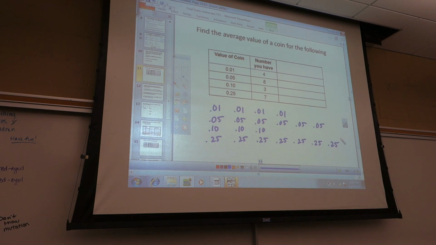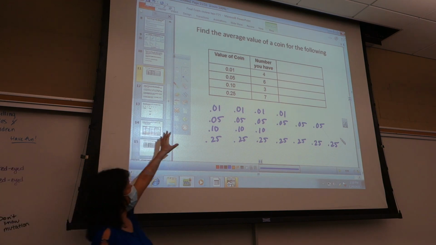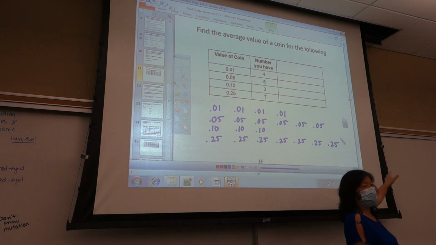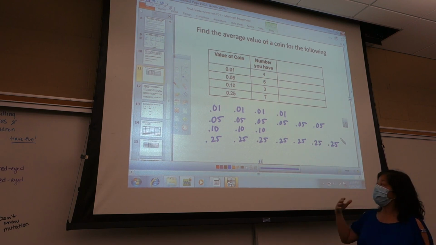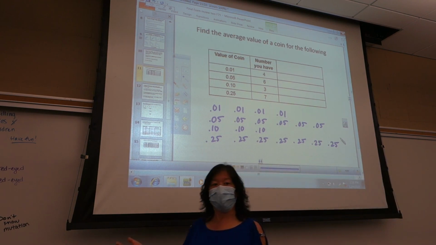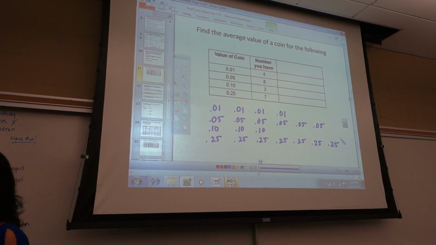So what would I do? Well, if you want to average a bunch of numbers, what do you do? You add them all up and you divide by how many there are. How many coins do I have all together? Count them all up. So that's how you would average them. Everybody on board? So you can totally do that if you want to.